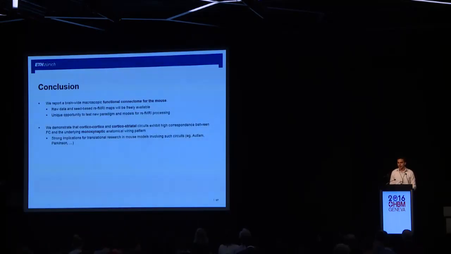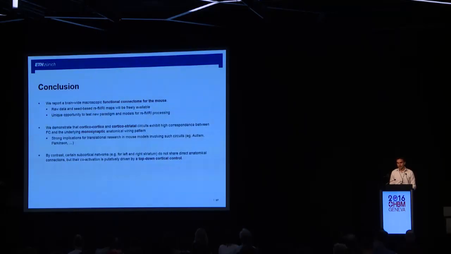They have a very high correspondence between the function and the underlying monosynaptic structural wiring pattern. This basically gives a window of confidence of which circuits we can target with our resting state fMRI approach. And I'm thinking about models for autism, Parkinson's, or even schizophrenia, as we've seen this morning.